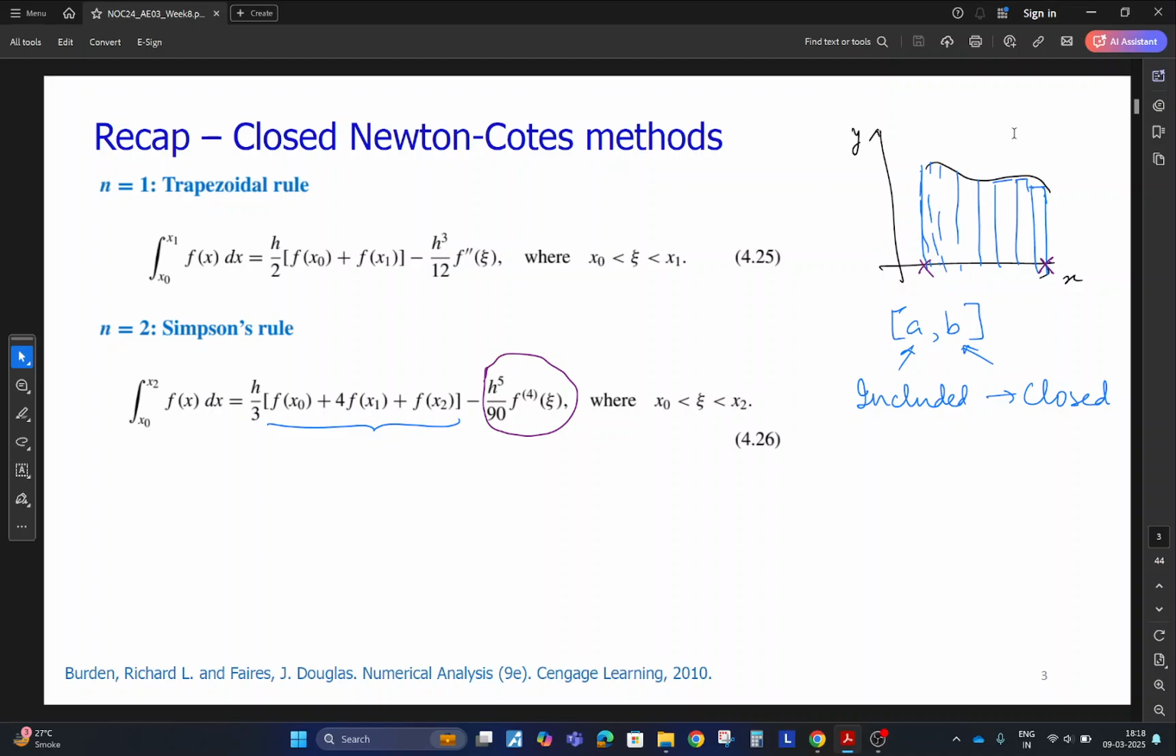So for n equals 1, the "closed" method is simply given the name of trapezoidal rule, because in a way we are trying to find the area of a trapezoid.